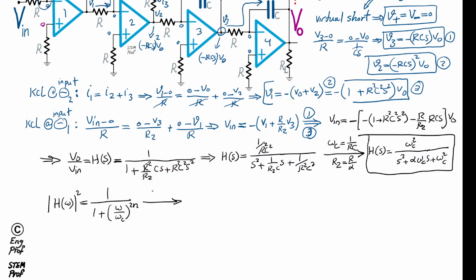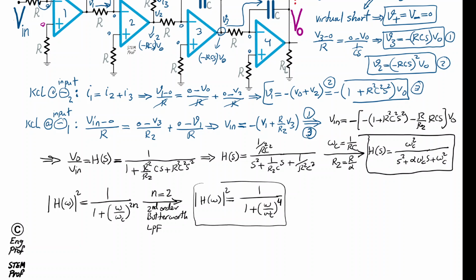So if we are interested in finding a second order Butterworth low pass filter, LPF, then basically we are saying n is equal to 2, and the magnitude response as a function of omega, or radian frequency, becomes 1 plus omega divided by omega C to the power 4, because n is equal to 2. So this is what we are trying to realize in this circuit.